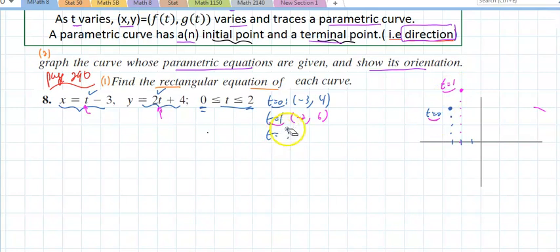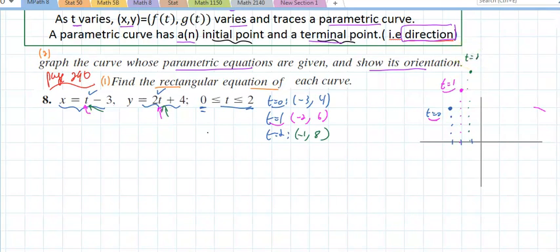And at t equals 2, let's go with green. If I put a 2 right there, that's a -1, and a 2 right there, that's 4 plus 4, that's 8. So -1, 8. And this is where I'm going to be 2 minutes from now.